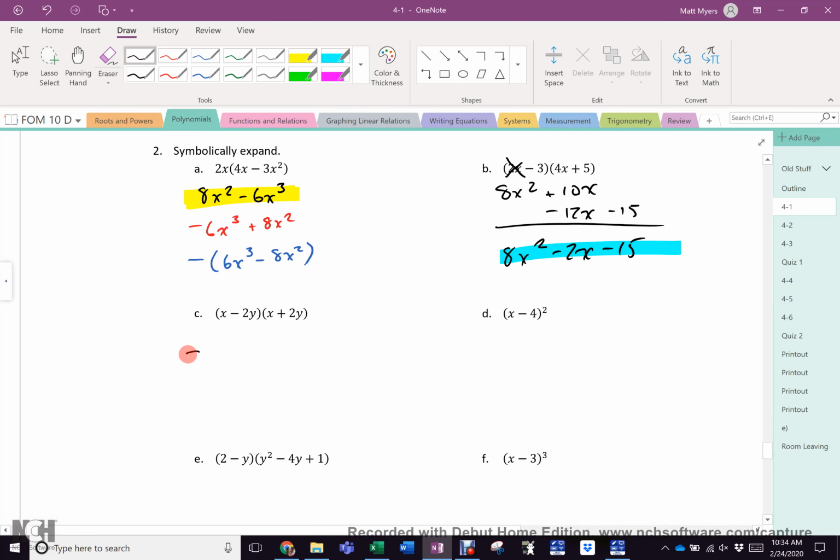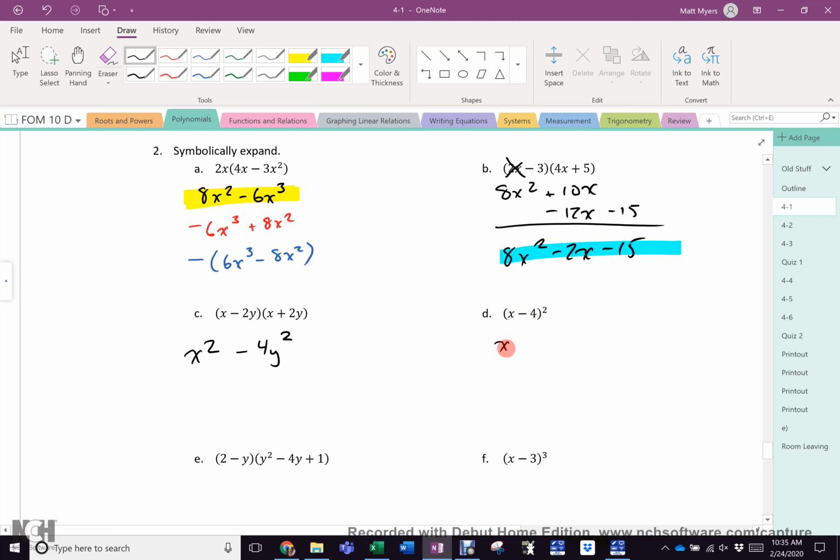This one, oh, can I do the trick here? Yeah, because it starts with a 1, right? So that's going to be x squared. Negative 2 plus 2 is going to be 0. And 2y times 2y is negative 4y squared, because y times y is y squared. Is this x squared minus 16?